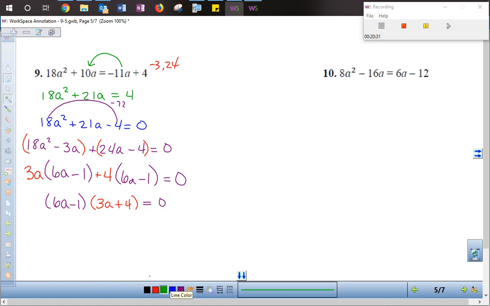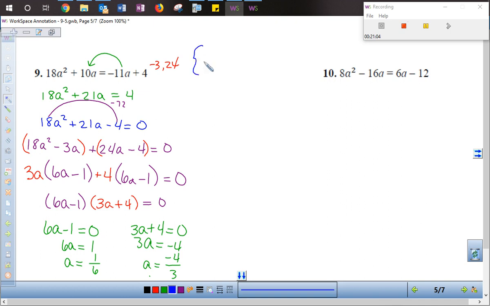Now finally, I can take each binomial and set it equal to 0 to solve. So I can take 6a minus 1 and set it equal to 0, and I can take 3a plus 4 and set it equal to 0. Now, 6a minus 1, I can add 1 to each side and divide each side by 6, and I'll get a equals 1 over 6. And 3a plus 4, I can subtract 4 from each side and divide each side by 3, and I get negative 4 over 3. That means my two answers are 1 over 6 and negative 4 over 3.